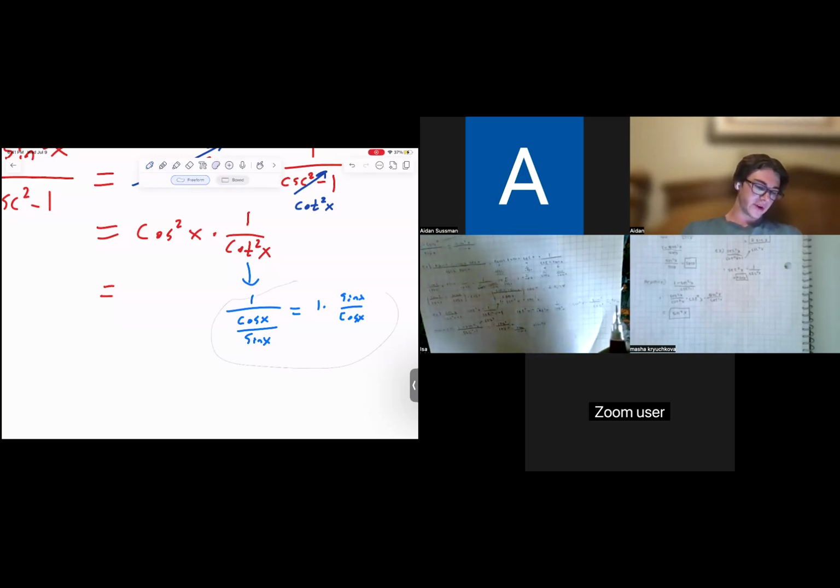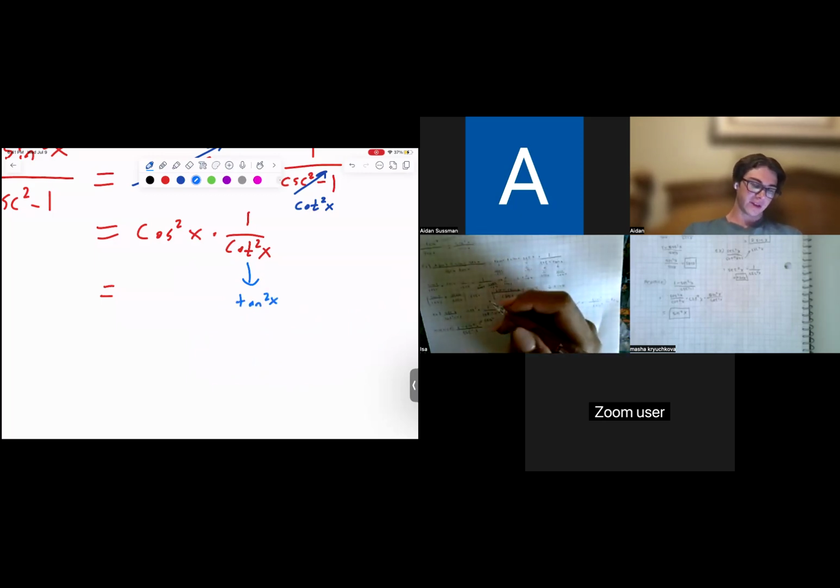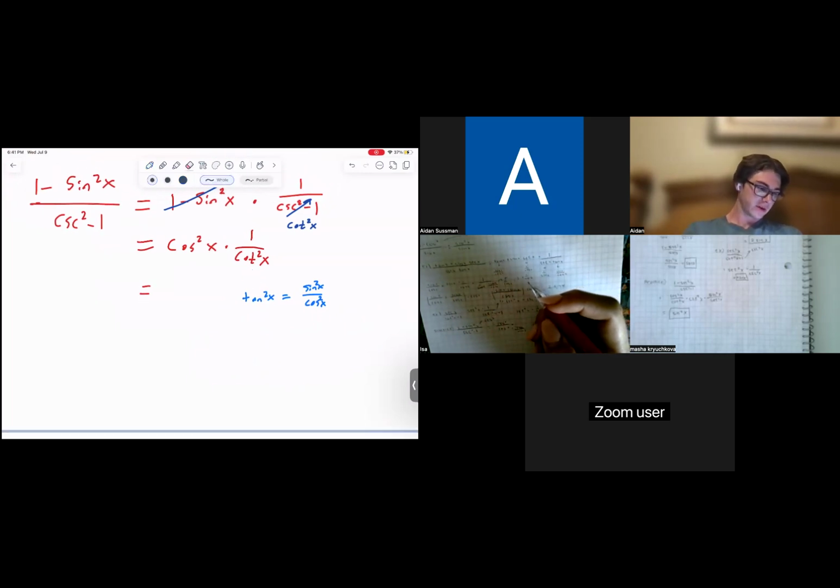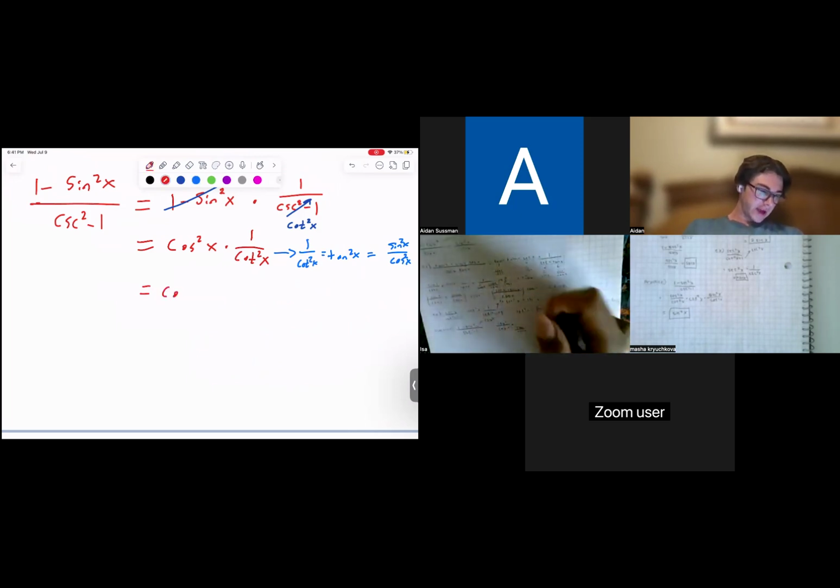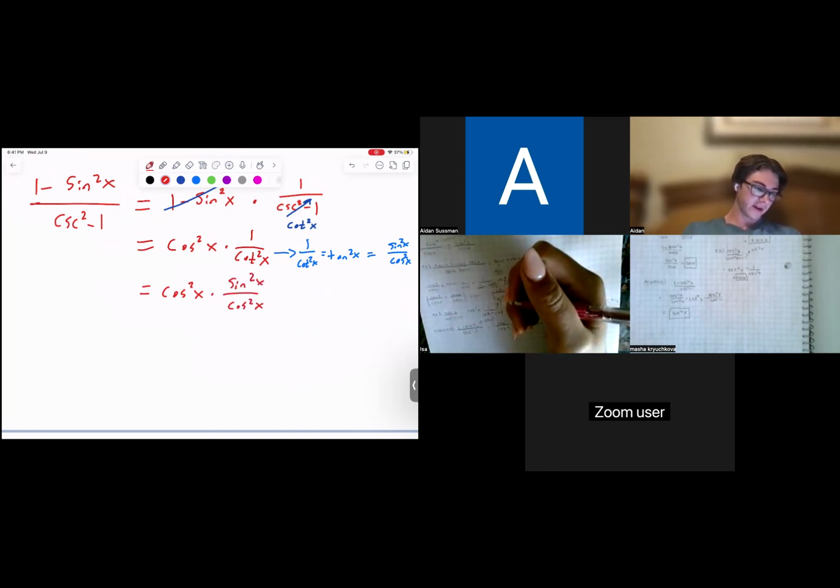But another thing you can notice is, guess what? What is 1 over cotangent? That's just tangent squared of x, which is sine of x over cosine of x. And I'm sorry, there's squares in there. Does that make sense? So both ways work. They mean the same thing, but whatever is easier for you. So just realizing that 1 over cotangent squared of x is equal to tangent squared, we get cosine squared of x times sine squared of x all over cosine squared of x. And our very last step, that and that cancel out. So our final answer is sine squared x.